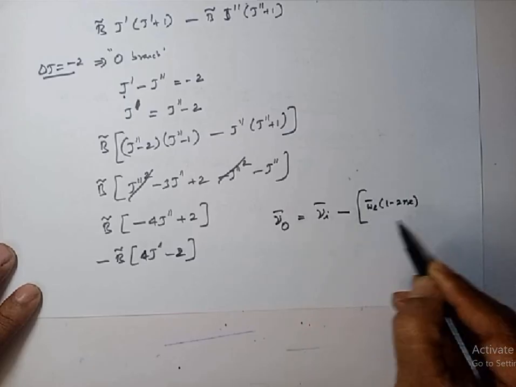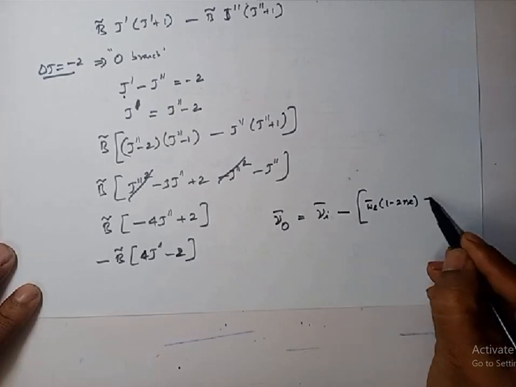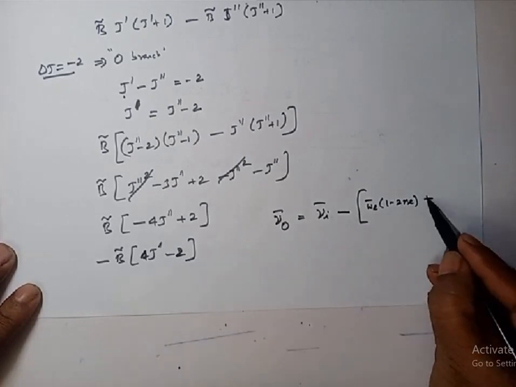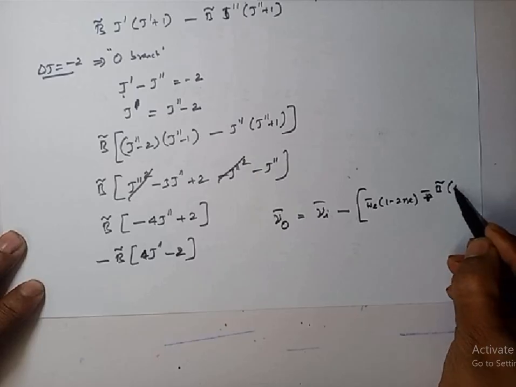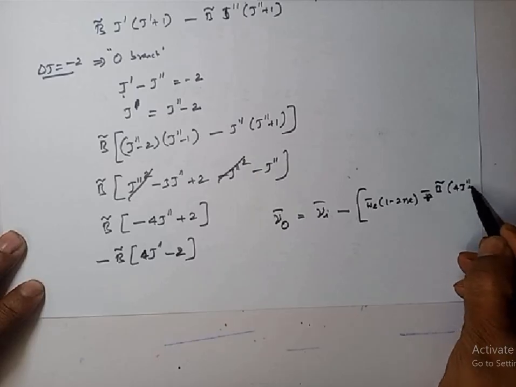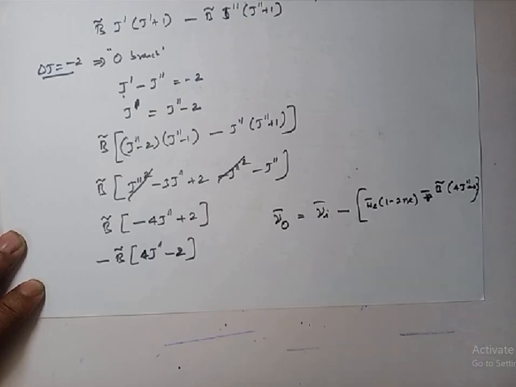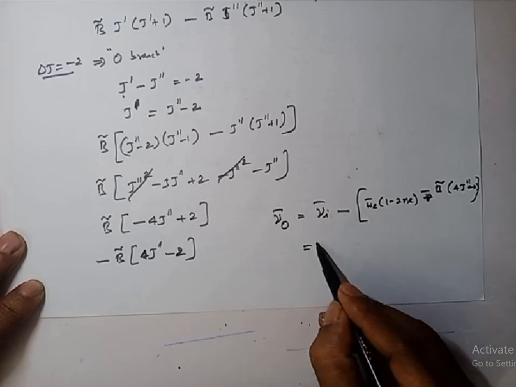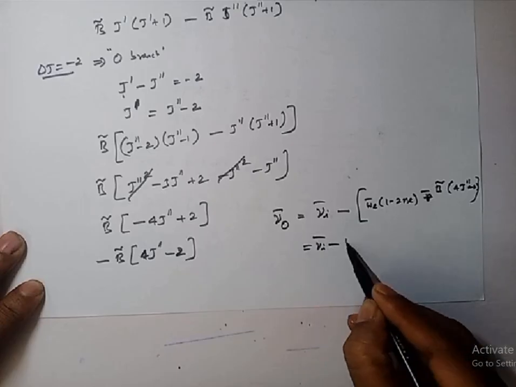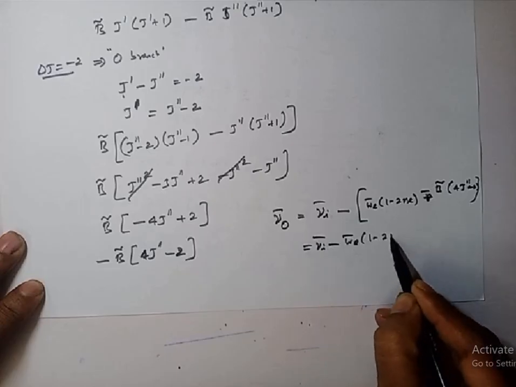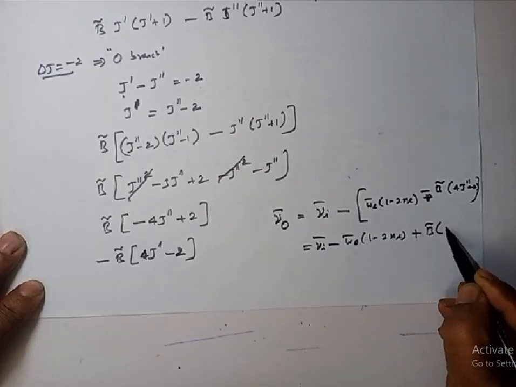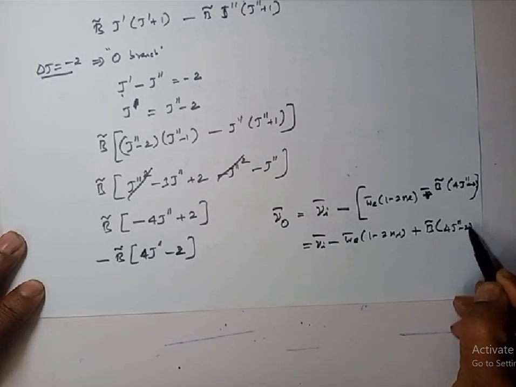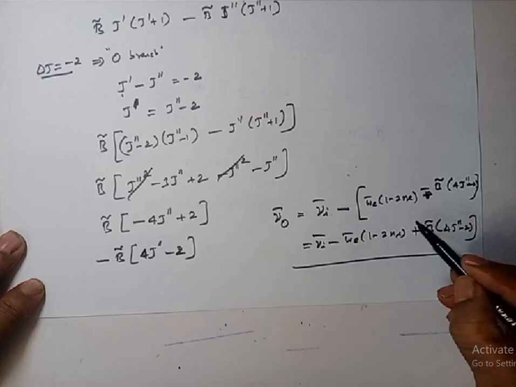This is the energy required for the vibrational transition, plus or minus this one, minus B into (4J double prime minus 2). We have to subtract this. If you multiply this by minus, then incident frequency minus omega e bar into (1 minus 2xe) becomes plus B into (4J double prime minus 2). Is this clear? So we get a plus sign here.